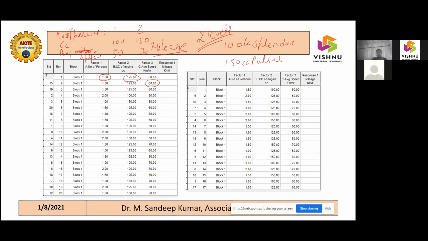But how many runs are there? 20 runs are there here. Okay, now let us go with Box-Behnken. What it is doing? It will not be similar to the design that I showed you, because this is the design which is generated from the DOE.